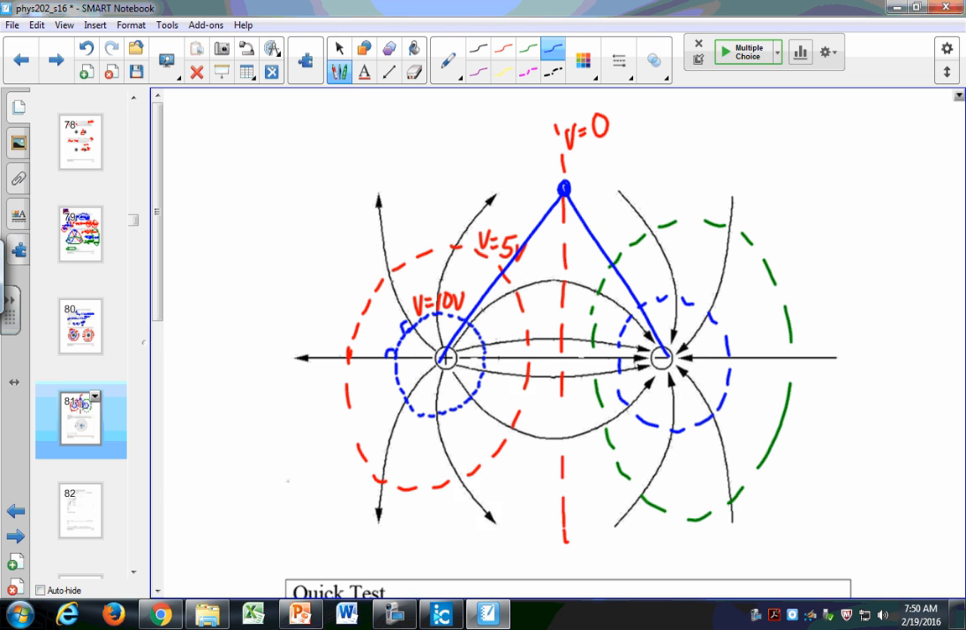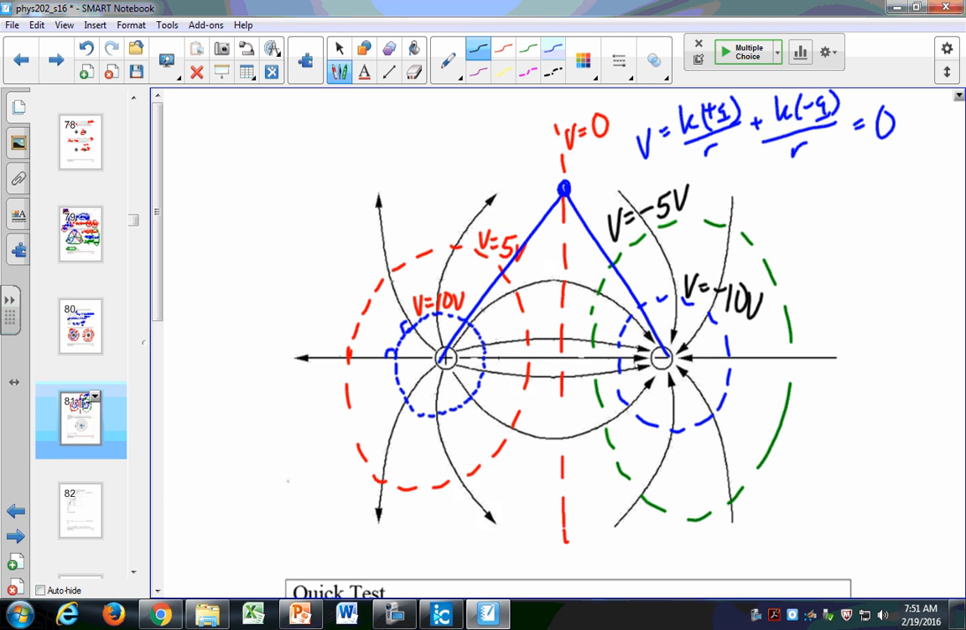Because this is a dipole, where I have equal but opposite charges, any point along that line is at equal distances to those two charges, and so V at that point will equal k times plus Q over R plus k times minus Q over R. Because R is the same, that's going to add up to equal 0. And that will be the case anywhere along that line down the middle. So that would be V equals 0 volts. Here I'd have V equal negative 5 volts, and here I'd have V equal negative 10 volts. You can measure these equipotential lines just with a voltmeter, like y'all did in lab.